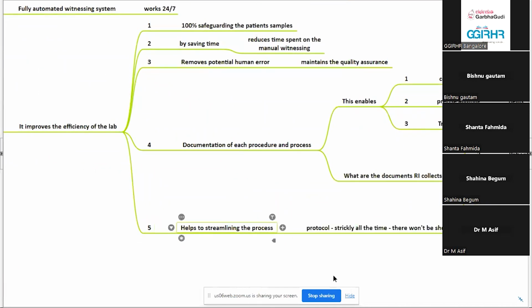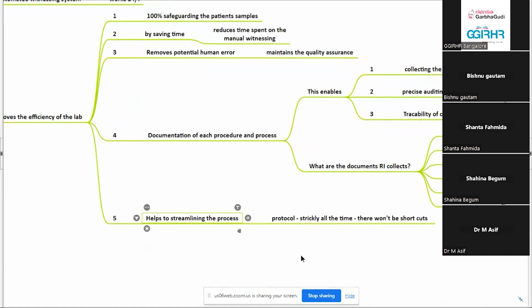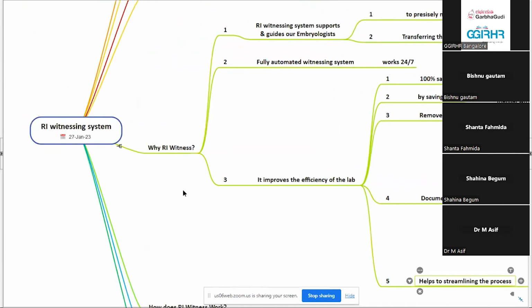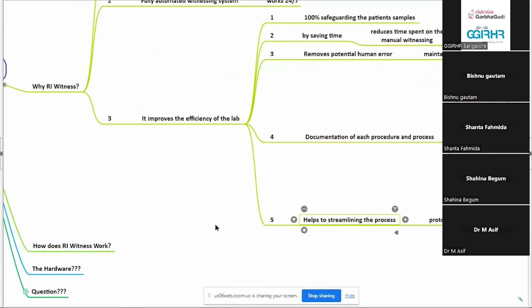Streamlining the process means the protocol has to be followed strictly. For example, there cannot be any shortcuts. You cannot do any shortcuts because you are monitored by the electronic system. Okay, so the protocol will be followed strictly. To implement the protocol strictly, it is better to implement the RI witnessing system, because one procedure you can do in 5 minutes, you can do that same procedure for 10 minutes by using the proper protocols.